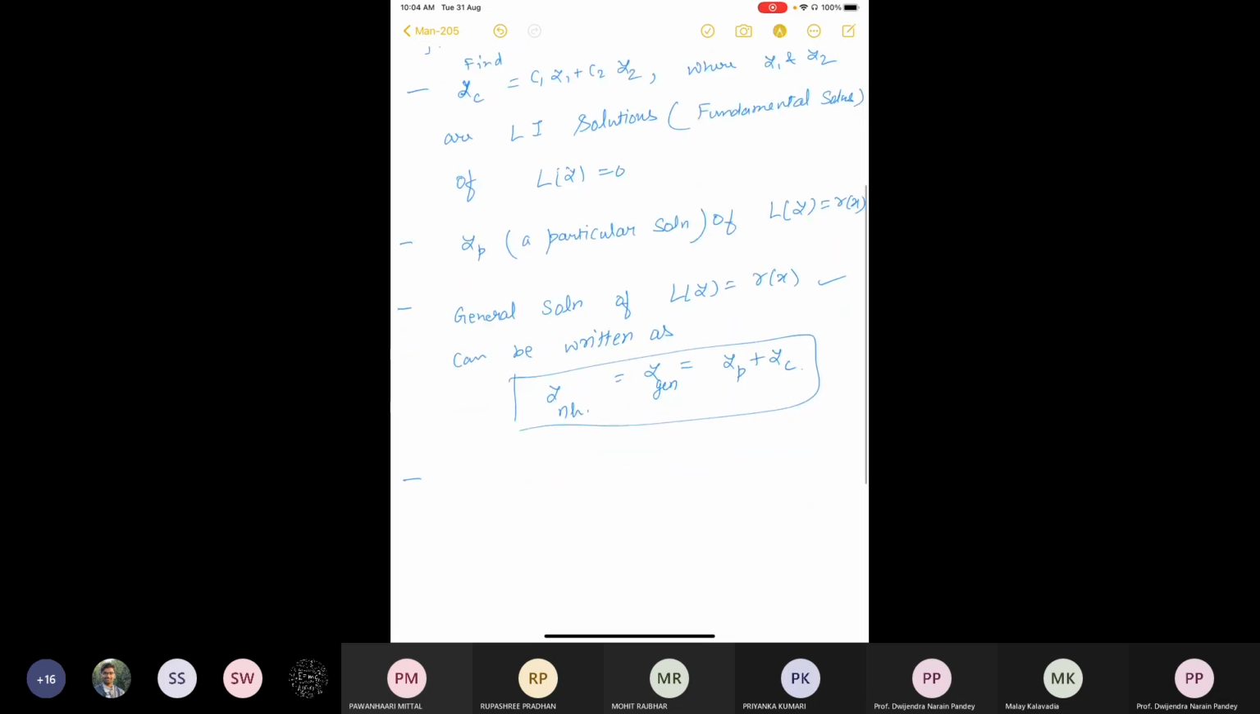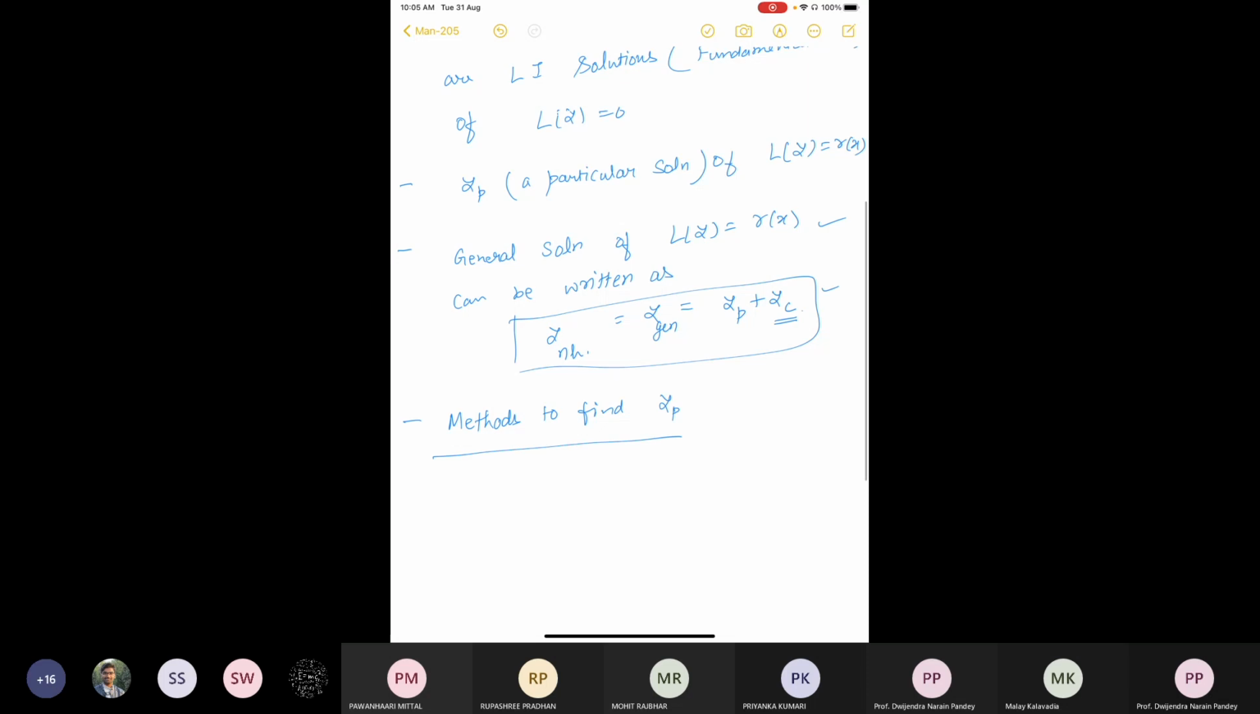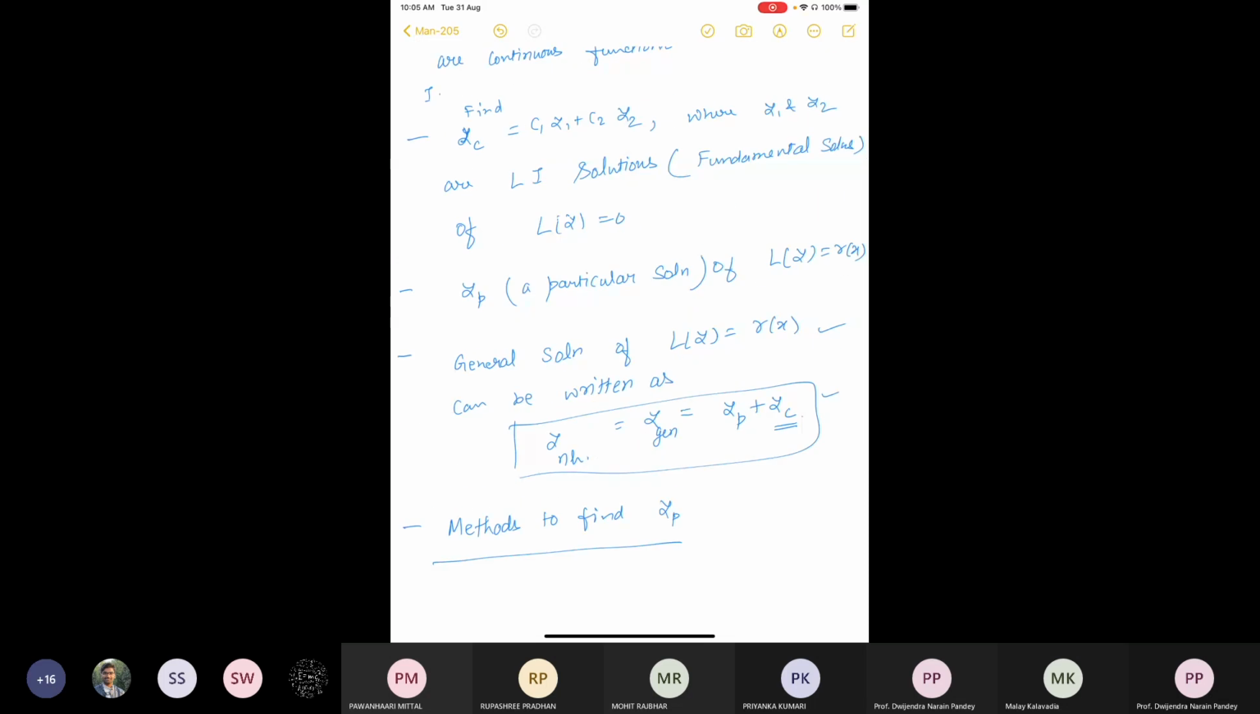Then we were discussing methods to find Y. Once we know that we can write down the general solution like this, we have already discussed a certain method to find Yc in the case of constant coefficients. If we know how to find Yp, then we can find the general solution. So here, have we discussed how to find Yc in the case of constant coefficients?